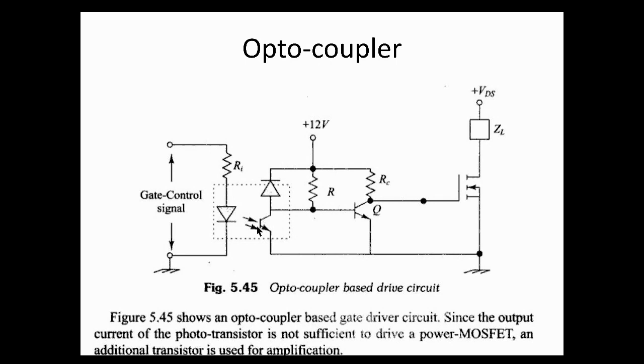What is happening? So we have 12 volts here. So light shines onto this. What's happening? The transistor is going to turn on, and what else?